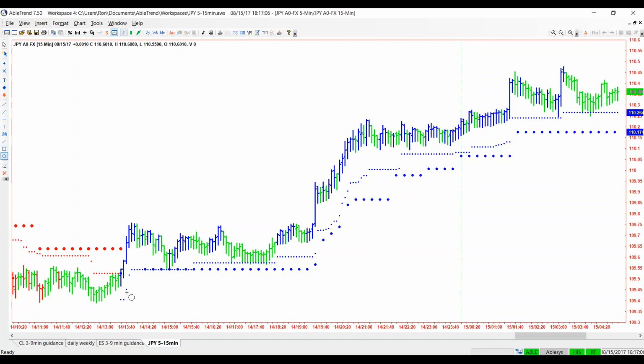Okay, we're not going to take it right at the beginning because of the red dot above. This is a Japanese yen. This is a 5-minute, 15-minute daily guidance chart combination. We like 5 and 15 for currency. We have certain time frames that we like, that our clients really like, and that's what most people use. We like 3-minute, 9-minute for day trading.